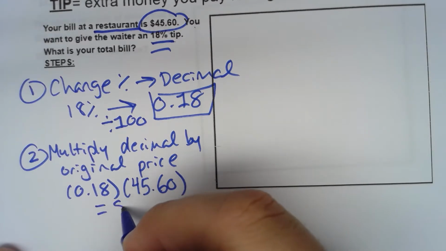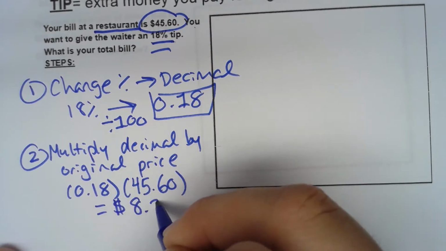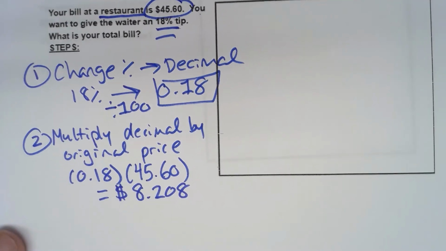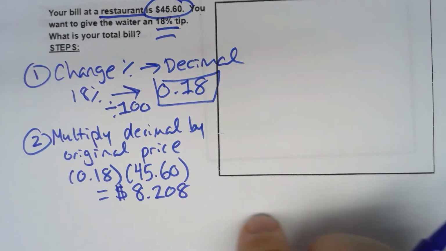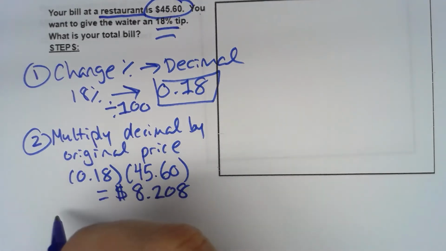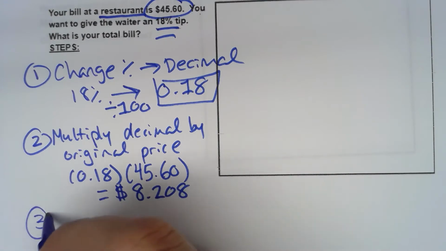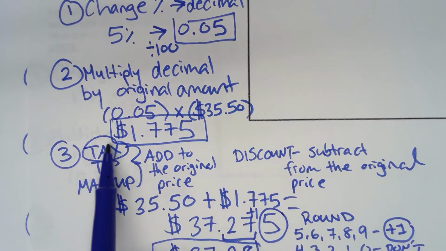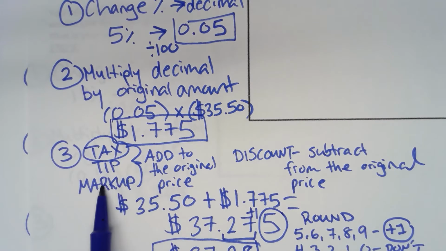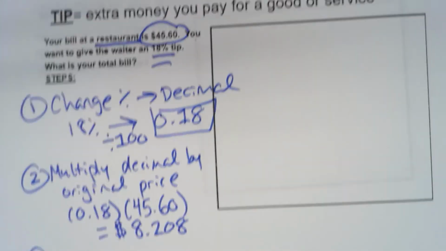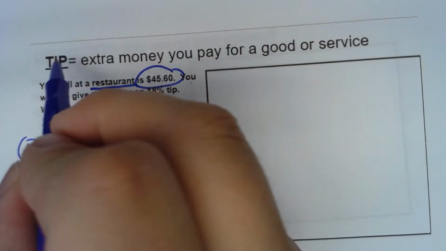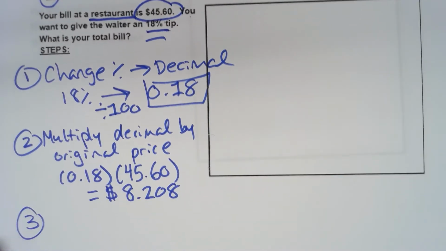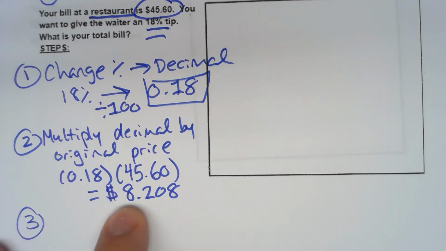I get $8.208. Okay, just keep it like this. It's fine. We'll change it later. And then the last thing. Remember, if you're doing tax, tip, or markup, you add to the original price. Now we're doing tip. So we have to add this to the original price.